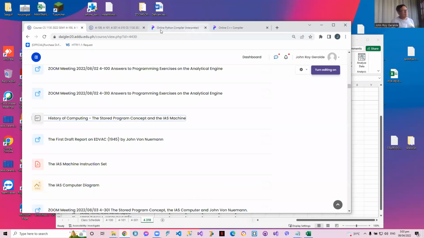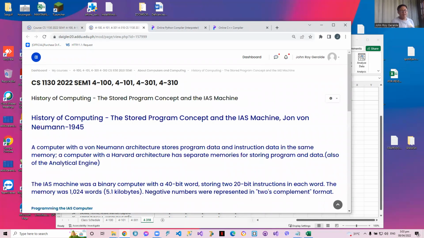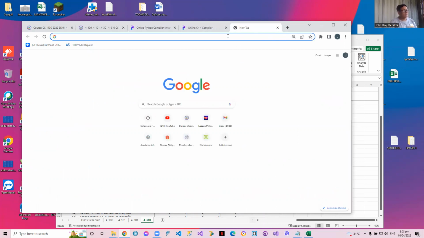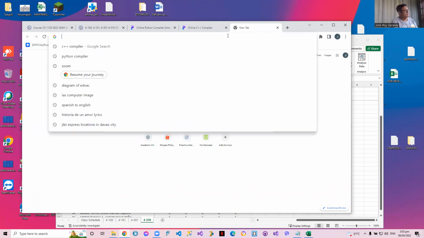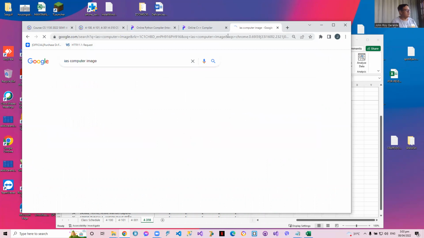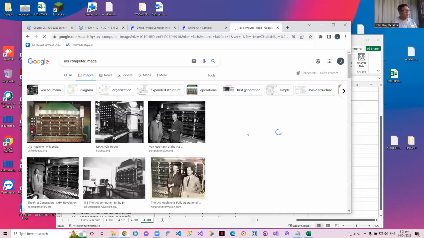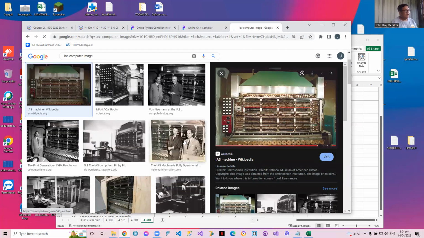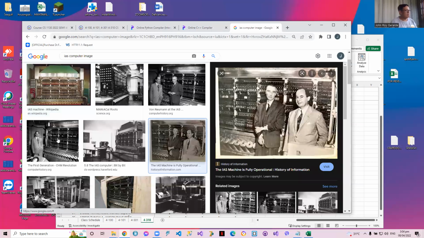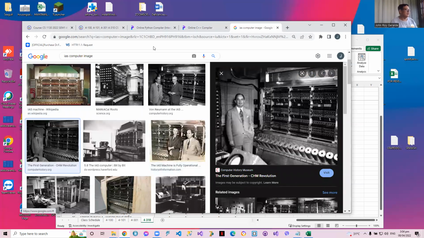What is the stored program concept? Anyone? It was introduced in 1945, and the IAS machine was completed in 1951 by John von Neumann. Sometimes the John is spelled without the H. Here's how it looks. Here's the author. This is John von Neumann. There he is again.